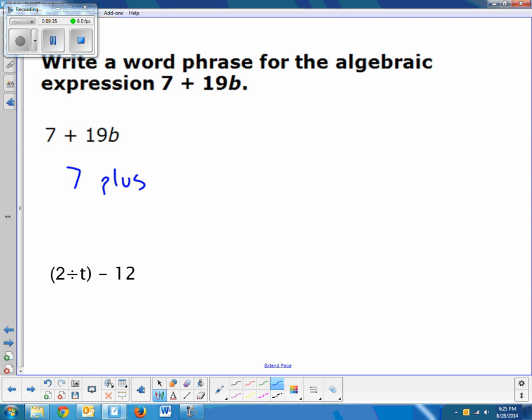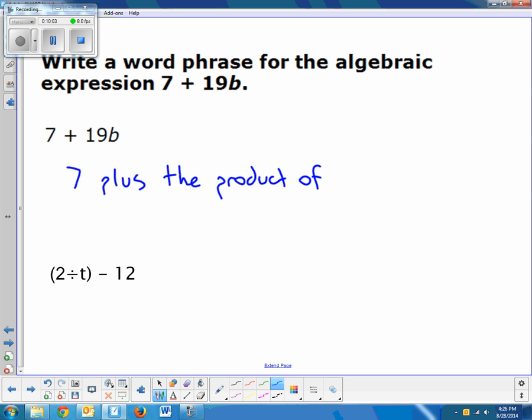I said before, if you ever have a coefficient and a variable right next to each other, it's always going to mean multiplication. However, I can't just say 7 plus 19b. It doesn't quite work that way, and I can't just say 7 plus 19 times b either. That'll make a little more sense in future examples. What I need to say is 7 plus the product of.